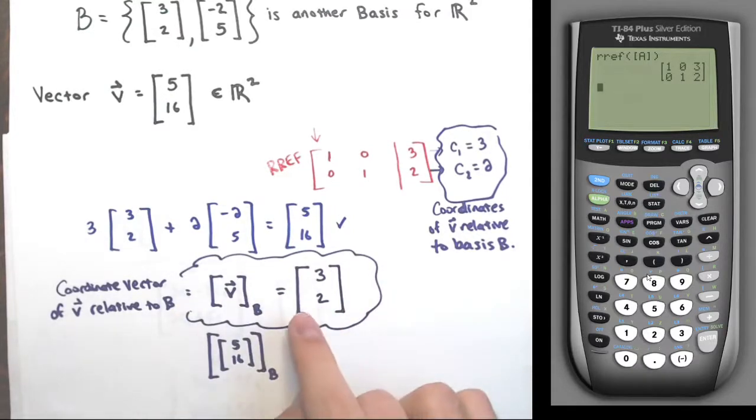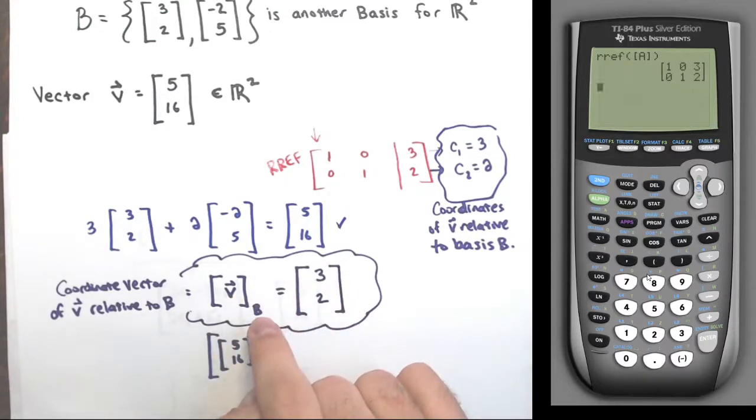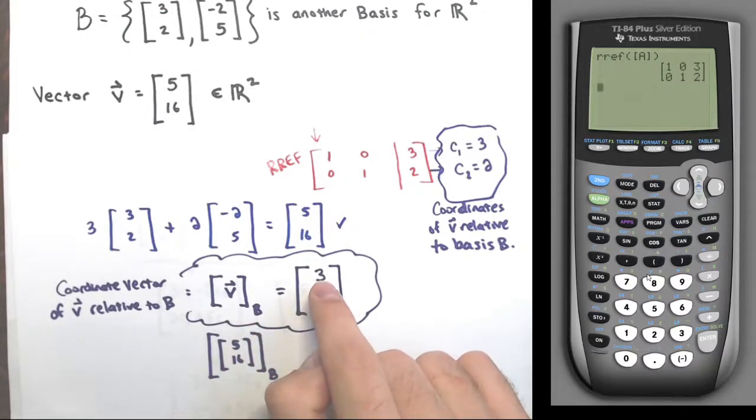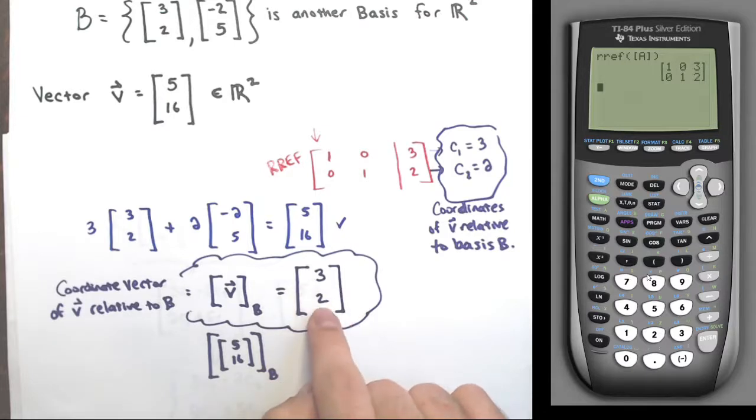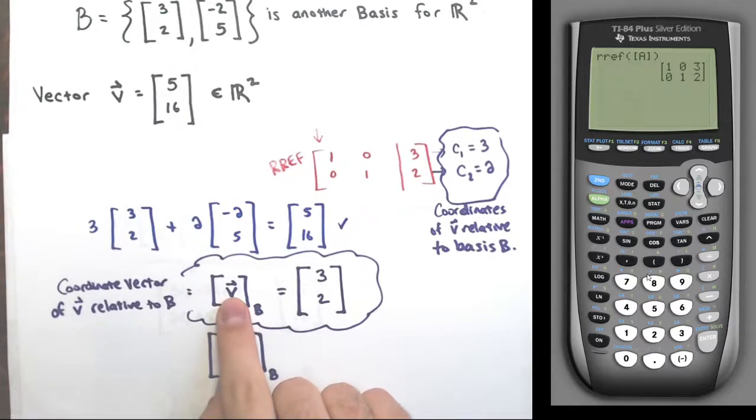Alright, so what this is telling me is that for this basis B, using the vectors of basis B, 3 of the first vector in the basis plus 2 of the second vector in the basis would give me this vector inside the brackets here, would give me vector V.